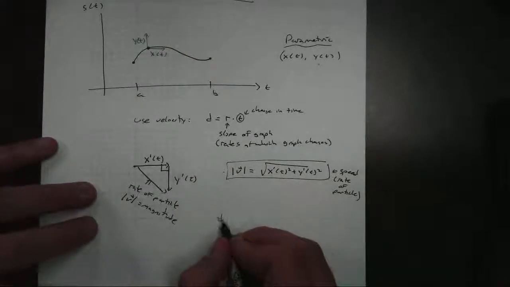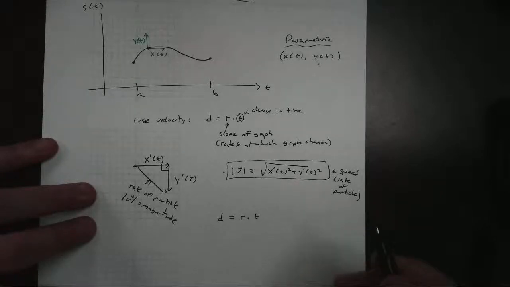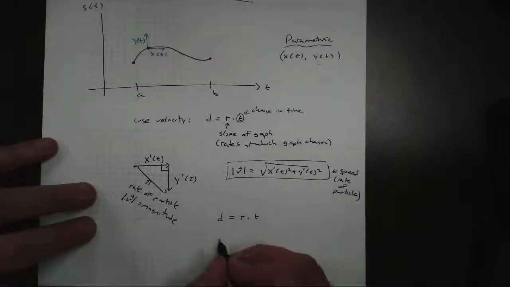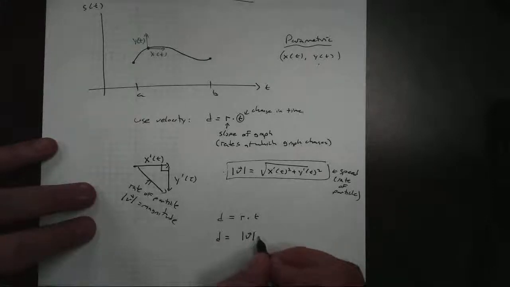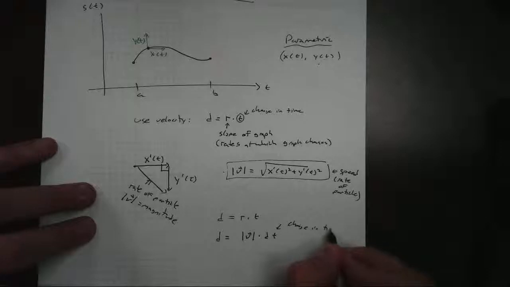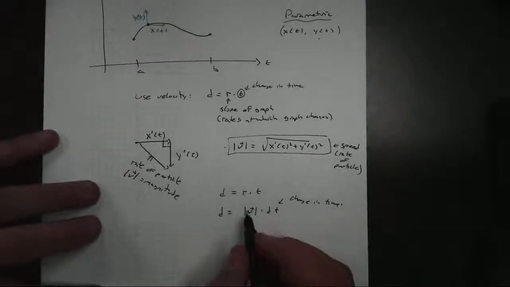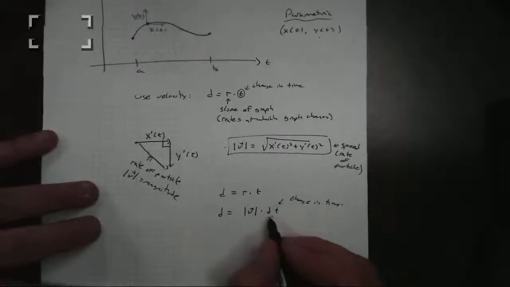But remember, I want a distance. So let's go here. Remember, distance is our rate times our time. Well, using a bit of calculus, the rate is really the magnitude of the velocity times our time, which we're going to call dt, because that's my change in time. And this should look a little familiar to us. Now remember, dt is very small, it's very tiny. dt is not big at all, so it's infinitely tiny.